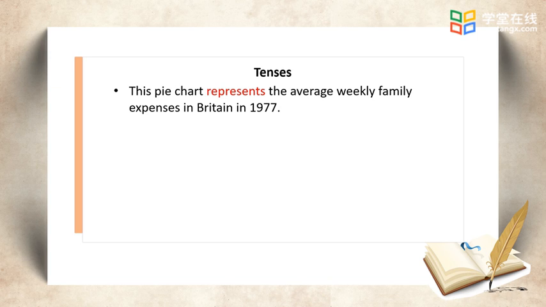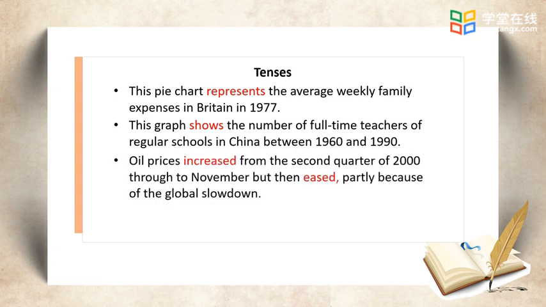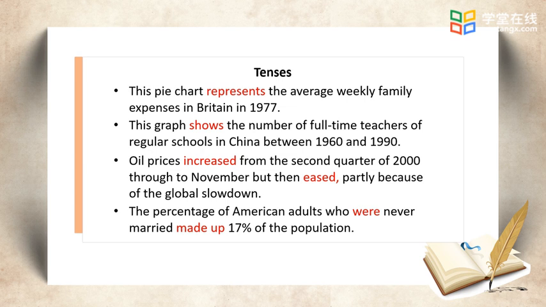This pie chart represents average weekly family expenses in Britain in 1977. This graph shows the number of full-time teachers of regular schools in China between 1960 and 1990. Oil prices increased from the second quarter of 2000 through to November, but then eased, partly because of the global slowdown. The percentage of American adults who were never married made up 17% of the population. The first 2 sentences use present tense, as we can see from the predicates, represents and shows.